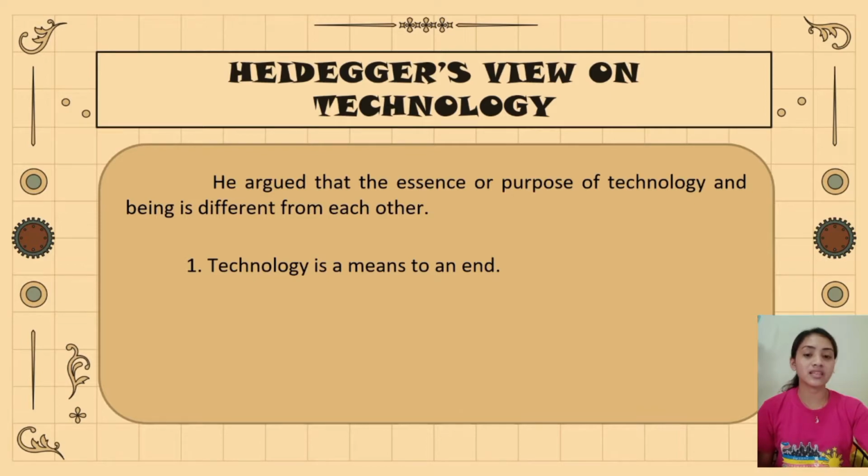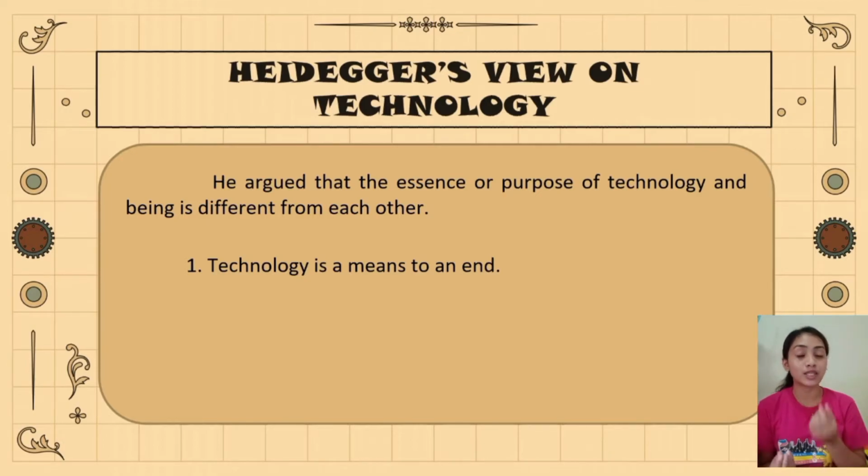When we say a means to an end, it doesn't mean that it is an end itself, but technology is viewed as a tool available to individuals, groups, and communities that desire to make an impact on society. So when we say technology is a means to an end, technology is used to achieve a goal.